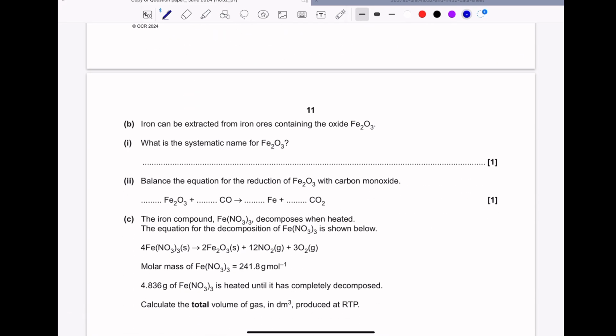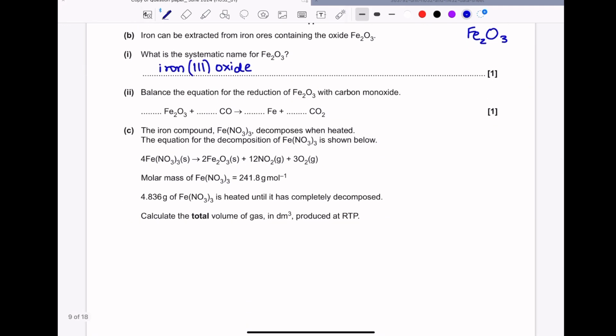Part B: iron can be extracted from iron ores containing the oxide Fe2O3. What is the systematic name for this? So the systematic name is based on the oxidation state of iron. So the oxidation state would have to be +3 in this case. The idea is Fe is 3 plus, and oxygen, we know, is always 2 minus. Think about how many of each you need to make a neutral compound overall. A trick is you could swap the charges and pull them down. So if we swap the charges, that becomes Fe2, I'm just ignoring the plus and minus for now, and then O3. Then if we bring the numbers down, that becomes Fe2O3. So we know it's Fe3 plus, so this becomes iron(III) oxide, with Roman numerals in brackets.